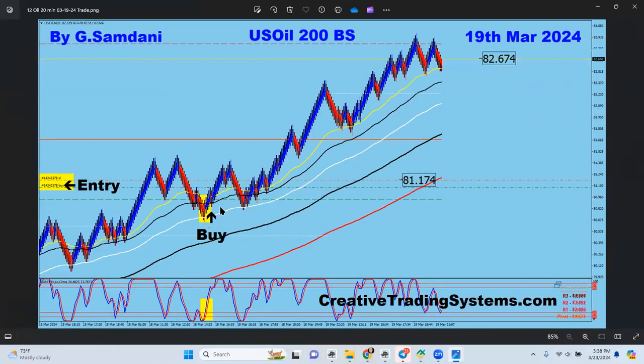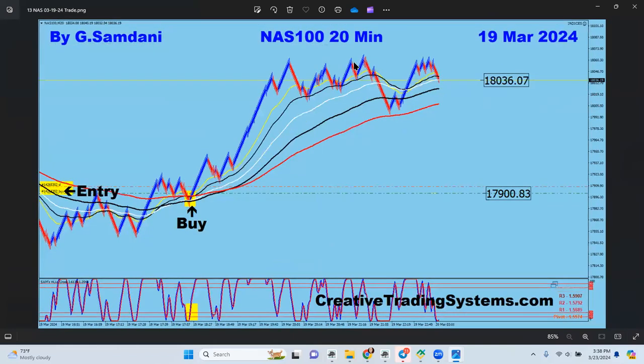US oil, nice long trade from here to here, from 81.70 to 82.67. NASDAQ again from here to here, from 179.00 to 180.36.